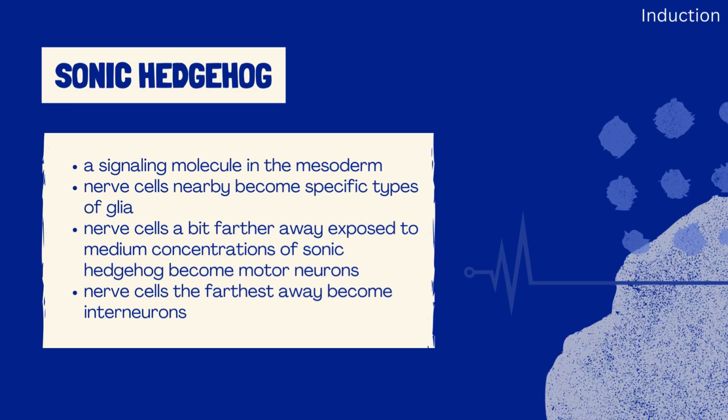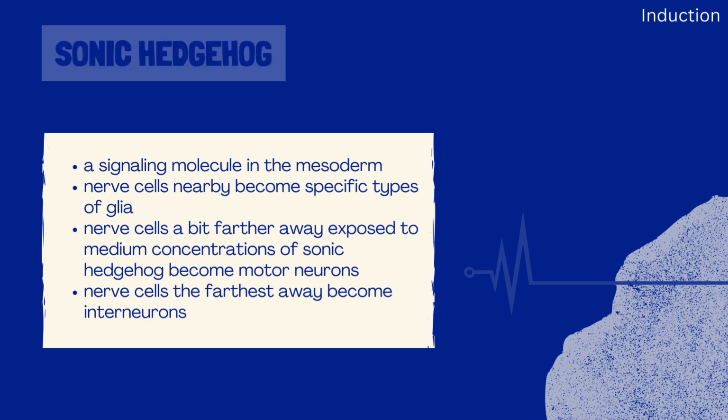There's an important signaling molecule in the mesoderm called sonic hedgehog, and it is named that way because it is supposed to activate other cells. Like nerve cells nearby become specific types of glia. Nerve cells a bit farther away and exposed to medium concentrations of sonic hedgehog become motor neurons. Nerve cells that are the farthest away, which are exposed to really low concentrations of sonic hedgehog, become interneurons. So this determines what type of neuron this nerve cell will become.